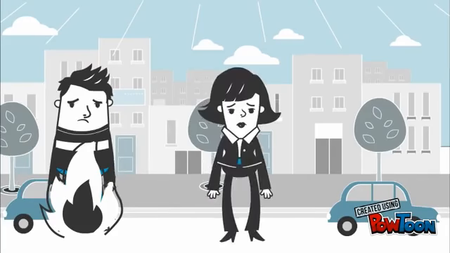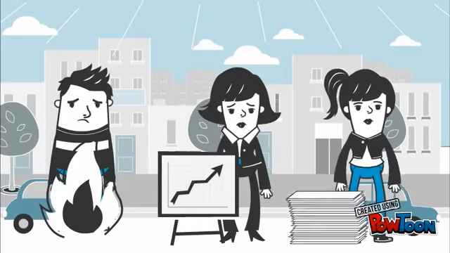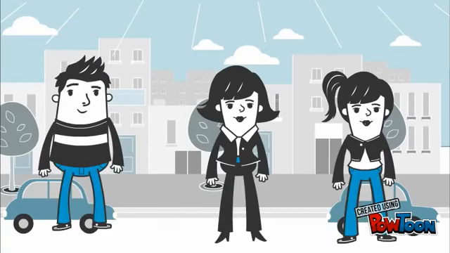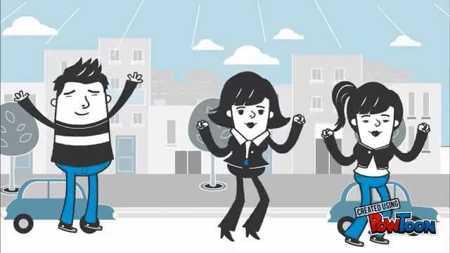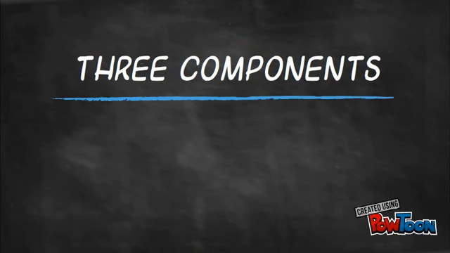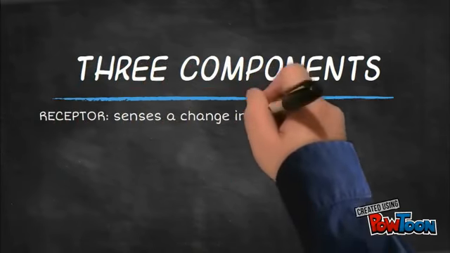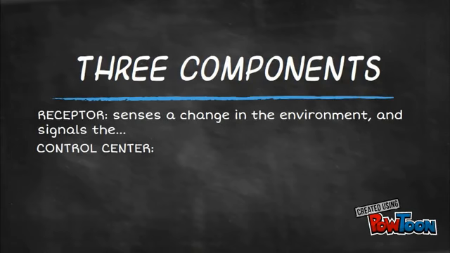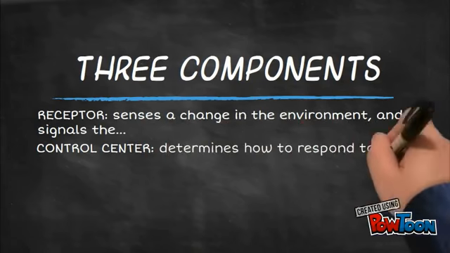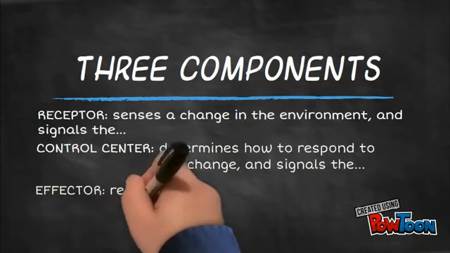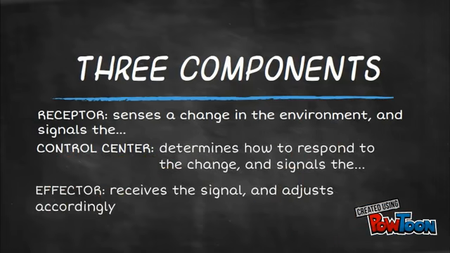Fortunately, our bodies have mechanisms to counteract these changes and bring us back to those normal conditions where our bodies function best. I'm talking about homeostasis. All homeostatic mechanisms will have three components involved in the regulation. The receptor will sense any fluctuation within the environment and proceed to send a signal to the control center. The control center will then determine what sort of response is required to the change, and it will send the signal to the effector. The effector will then receive the signal and adjust accordingly.